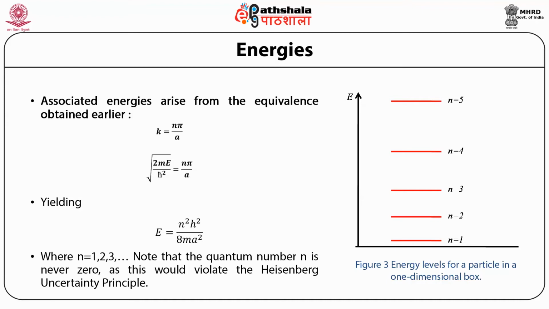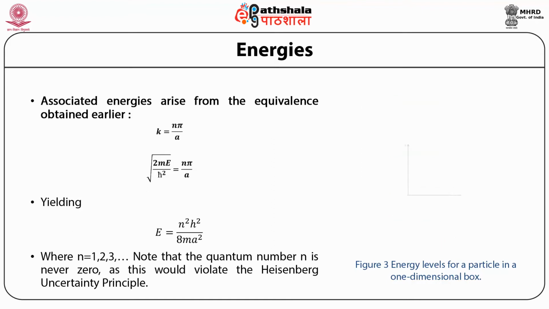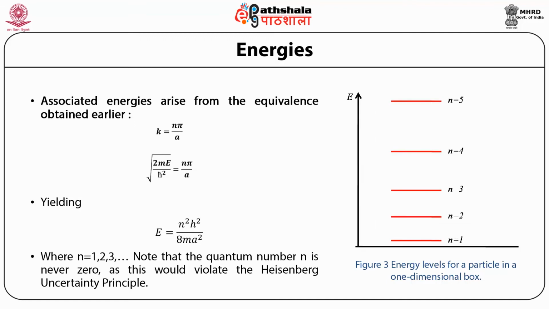Now note that the quantum number n is never 0, as this would violate the Heisenberg uncertainty principle. So students, this figure shows the first 5 energy levels of the particle in a box along with their corresponding quantum numbers. Note the absence of degeneracies, that is multiple levels having the same energy, in the one-dimensional box energy levels. Apparently, the states are more closely spaced together at lower energies but become more distant as n increases.